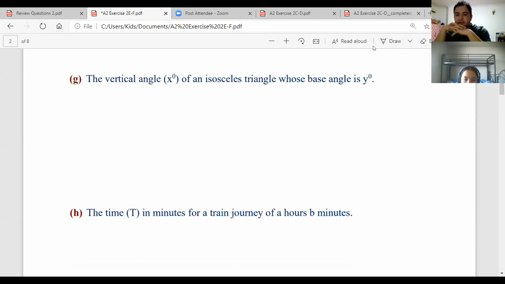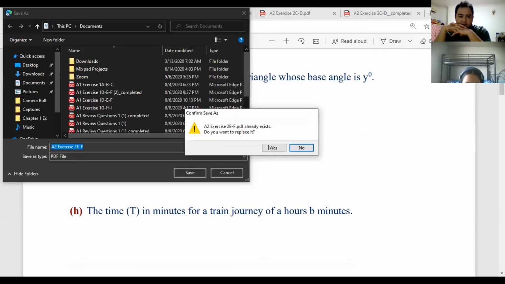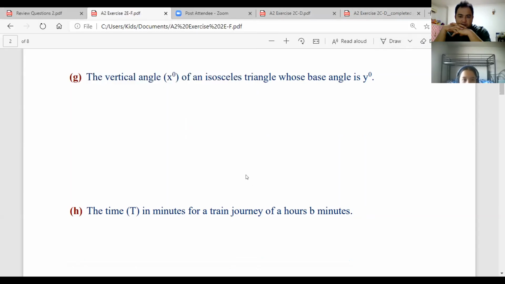Let's save it. Save it. Yes. Okay. I was confused. I didn't understand this question. I was a bit confused.